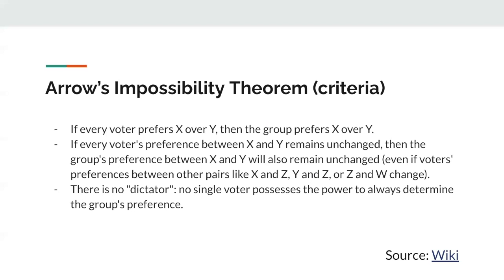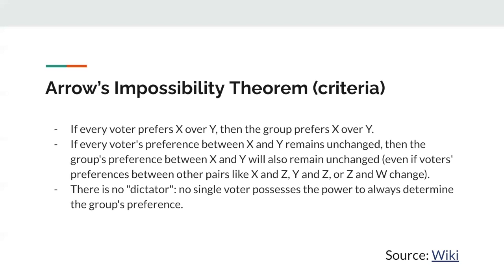Now let's talk about Arrow's impossibility theorem. It states that no method in an election with 3 or more candidates and 2 or more voters can convert ranked votes into a complete and transitive winner while also following these 3 rules.